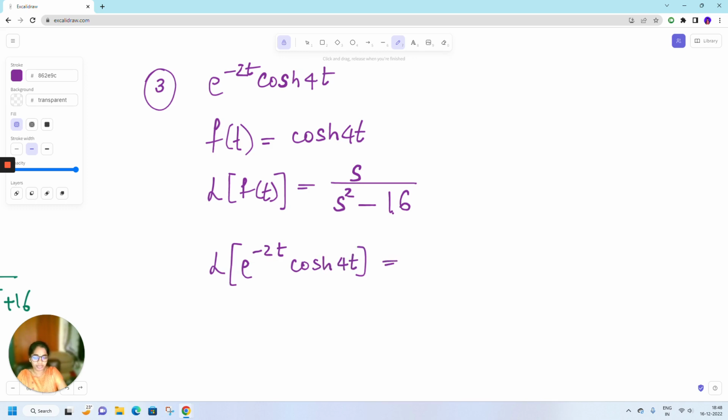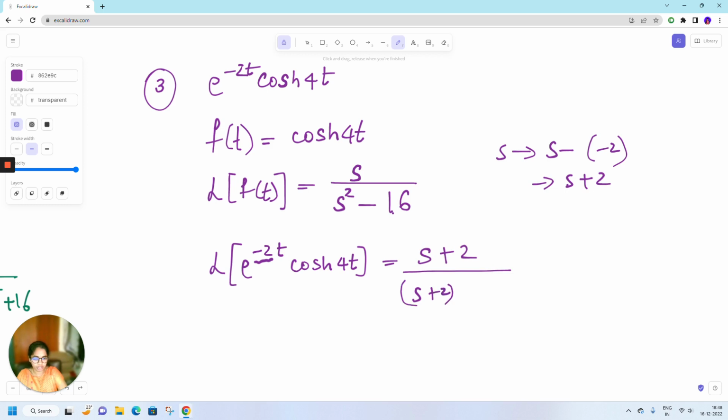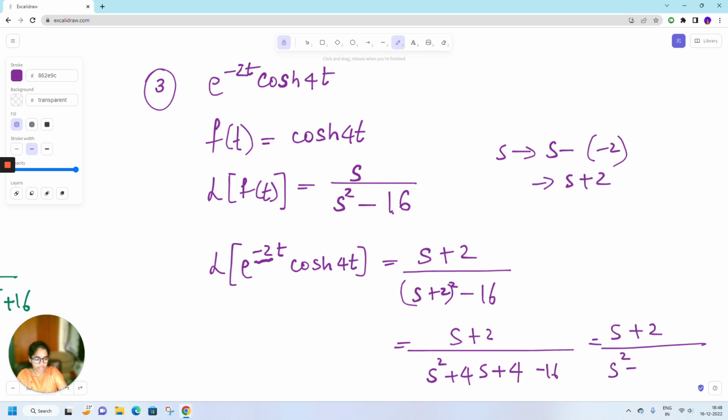Wherever you have s, replace it with what? S minus a. In place of a, I have minus 2. So that would be s plus 2. Let me replace s with s plus 2 divided by s plus 2 the whole square minus 16, s plus 2 divided by s square plus 4s plus 4 minus 16. This is equal to s plus 2 divided by s square plus 4s minus 12.